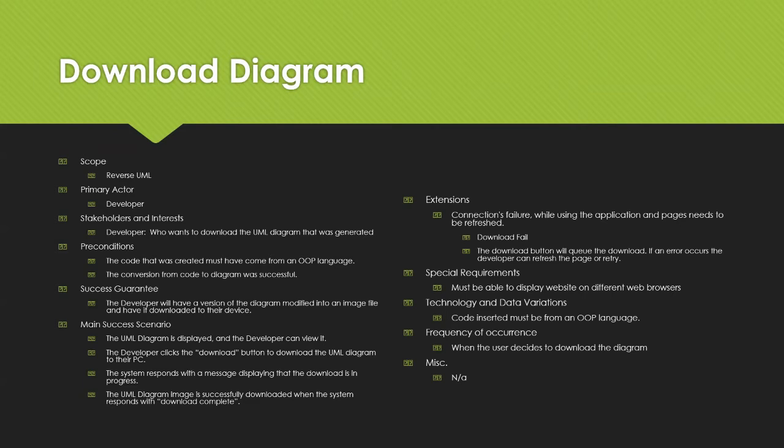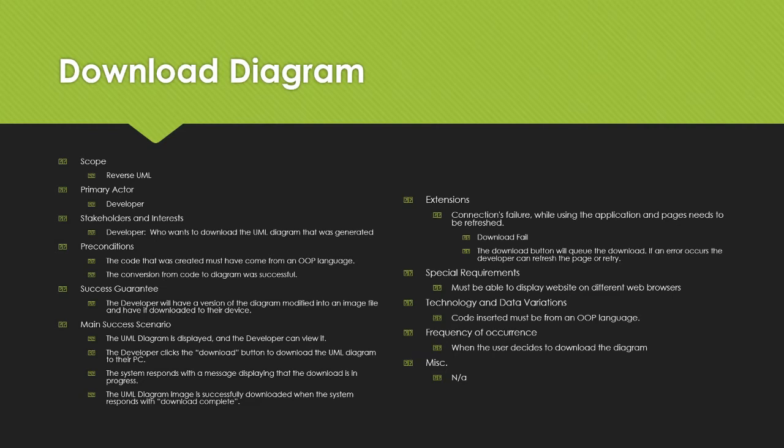So the main success scenario is the UML diagram is displayed and the developer can view it. The developer then clicks the download button to begin downloading the UML diagram to their computer. The system responds with a message displaying the progress, and the UML diagram image is successfully downloaded when the system responds with download complete.